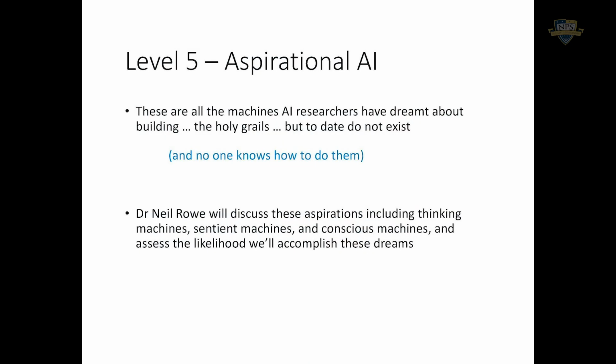And level 5 is the aspirational level. So this is all the other stuff that you hear about artificial intelligence that people dream about but haven't yet figured out how to do. And maybe they never will, nobody knows, but there's lots of debate here. So, an example of the debate is your brain, is that a machine?